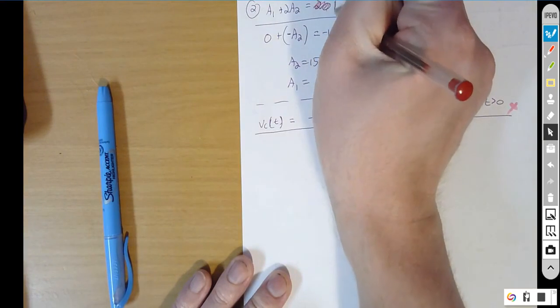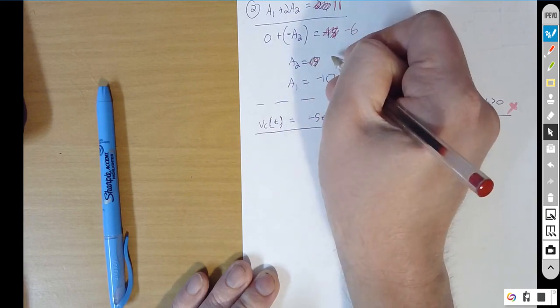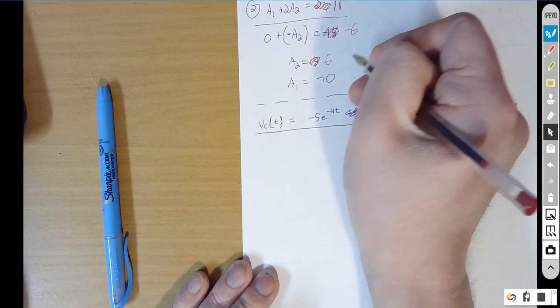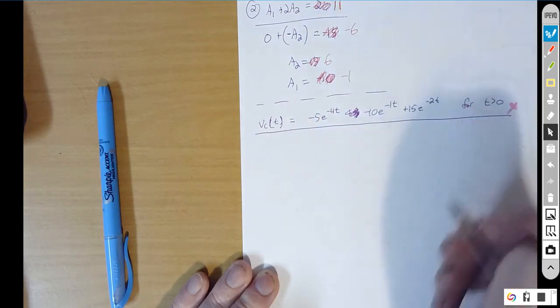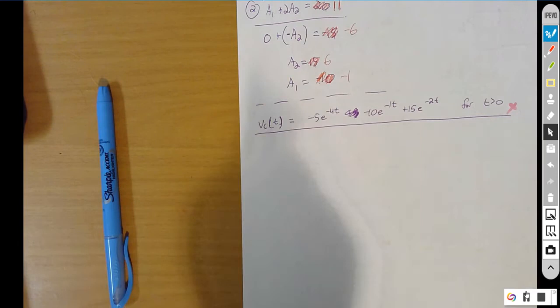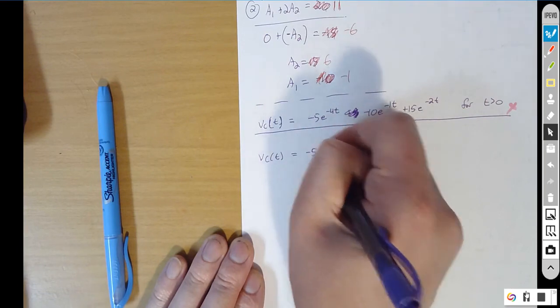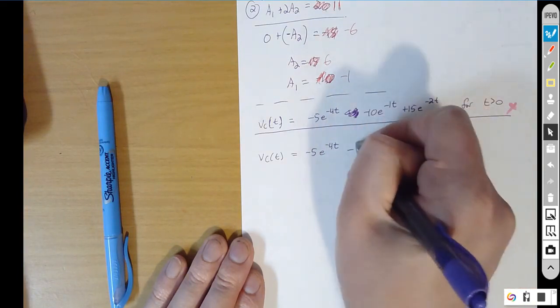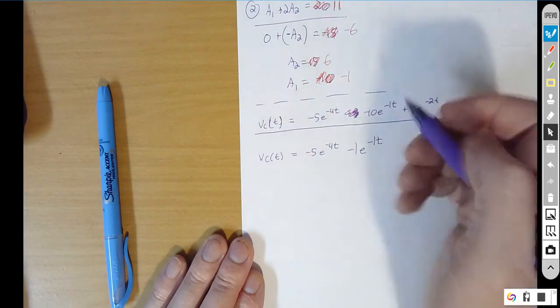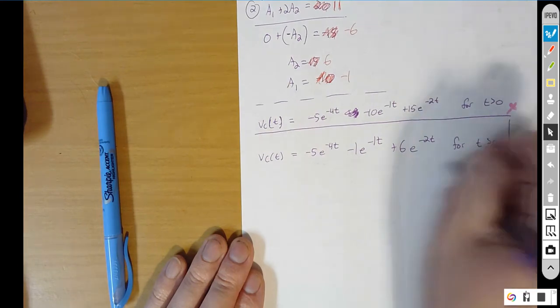So you bring all that back over. And now you get that this is 6, and you'll get that this is negative 1. So our corrected response should be equal to 5e^(-4t), so that's our particular response. And then for A1, it is a negative 1, so it is minus 1e^(-1t). And then we're going to get plus 6e^(-2t) for t greater than 0. So that is our answer, and this one can go away.